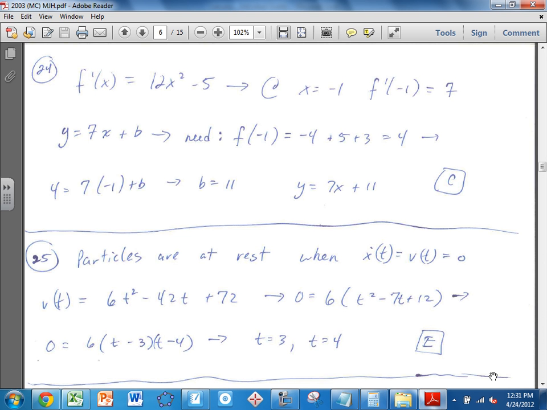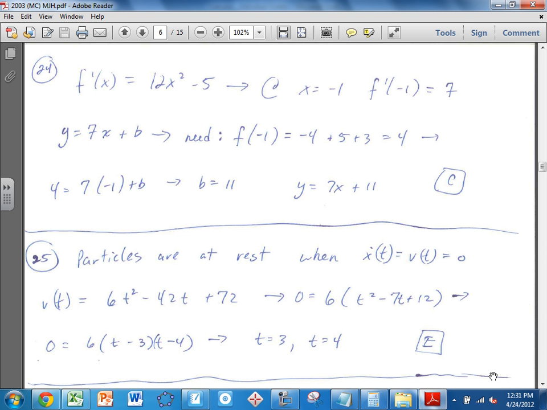Let f be the function defined by f of x equals 4x cubed minus 5x plus 3. Which of the following is the equation of the line tangent to the graph of f at the point where x equals -1? Okay, so I need to know right away, guys. These are where your triggers come in that I keep talking about. You hear line tangent. What do you think of right away? Derivative. Good. First thing to think about is derivative.